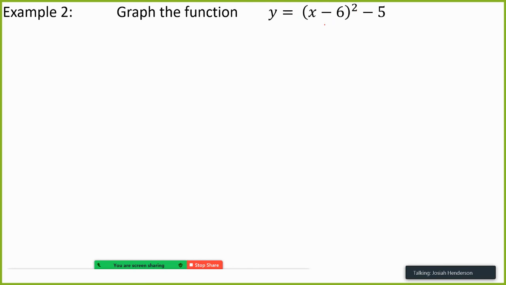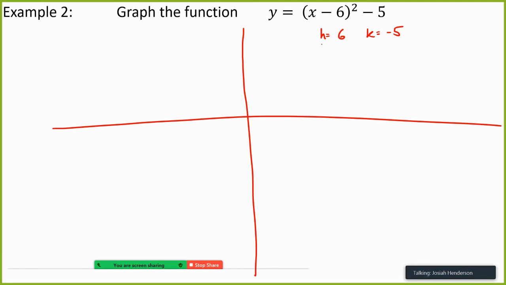Here's example 2. H this time is a positive 6. K is a negative 5. So I'm going to do it this time without even putting the parent graph on there. We know vertex is at 6, negative 5, like this. 1, 2, 3, 4, 5, 6. Down 5. So here's my vertex.